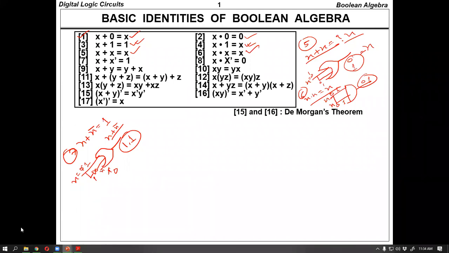Okay, so now number 8. Now a number formula: x dot x bar. So this is equal to, now we check, and get this is the x. This also x bar. So this is the x dot x bar. Clear? But our output, now we check, this is equal to 0.